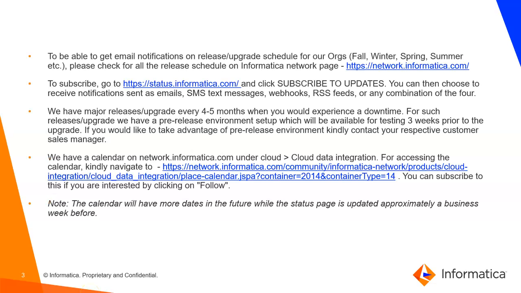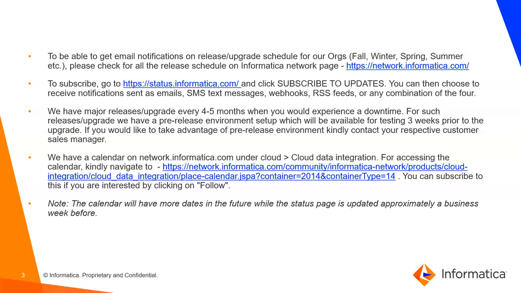Before we can start the demonstration, let's look at a few important links and websites that would help us to achieve this. To be able to get the email notifications on releases and upgrades scheduled for our org, please check for all the release schedule on Informatica network page. To subscribe, go to the status.informatica.com and click on subscribe to updates.